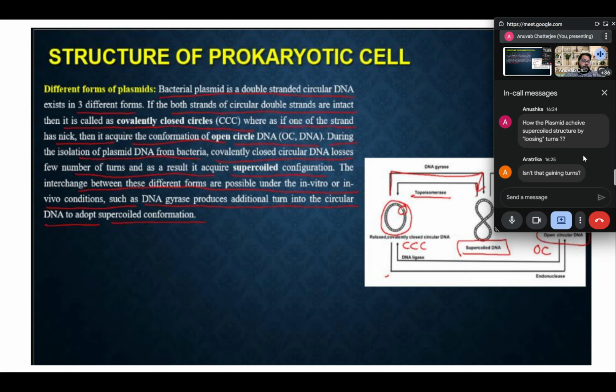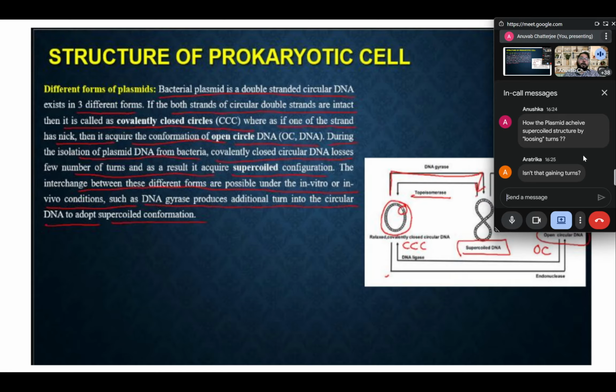How does the plasmid achieve supercoiled structure by losing turns? Hmm. So coming back to the rubber band image, if you ever have taken two ends of a rubber band which is circular and kept on turning it, it would supercoil. It would form a compact structure which is turned in on itself. But the moment you let it go, it just bounces back into a normal circular rubber band. That is because all that strain does not have any place to go.